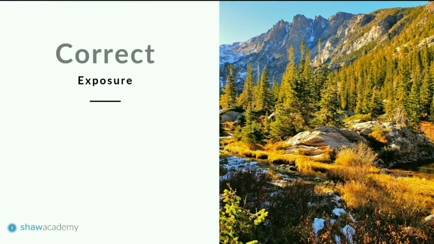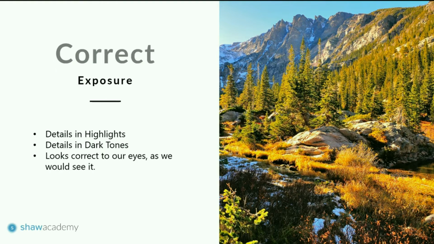And the correct exposure is one where we've got details in the highlights, where we've got details in the dark tones, and it looks correct to our eyes. It looks as we would see it, and this is really what we're trying to strive for when we're taking photographs through our camera, is to try and get something that looks the same as when we were actually there. So if we have a look at this photograph here, you can see we've loads of details here in the darkest part and the shadow areas here. We've lots of details here in the highlights here as well, in the distant mountains.